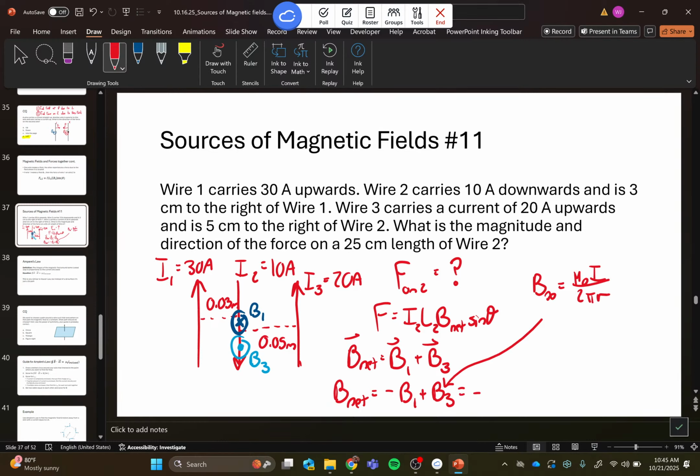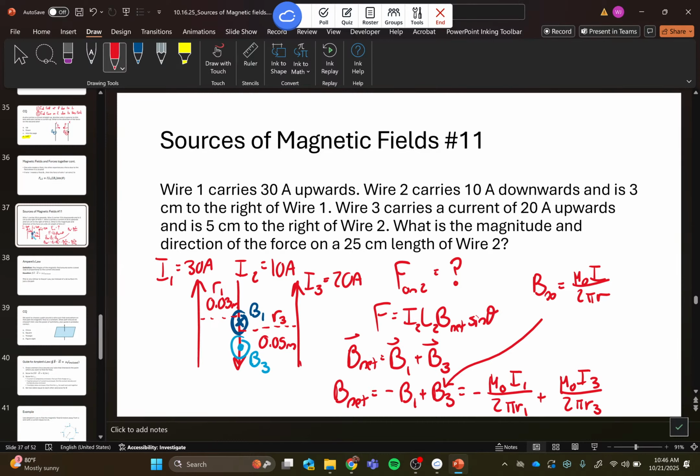So to write this equation, we're going to have mu naught times I1 over 2 pi r1 plus mu naught I3 over 2 pi r3. You just plug in the numbers. What is r3? That is the distance from r2 to r3. R1 is the distance there, shown on the picture. Once you get this value, you just plug it into the force equation.